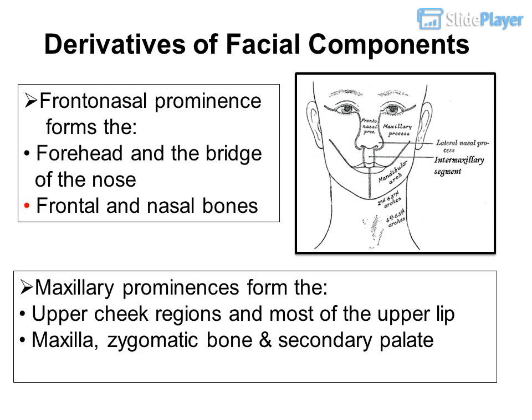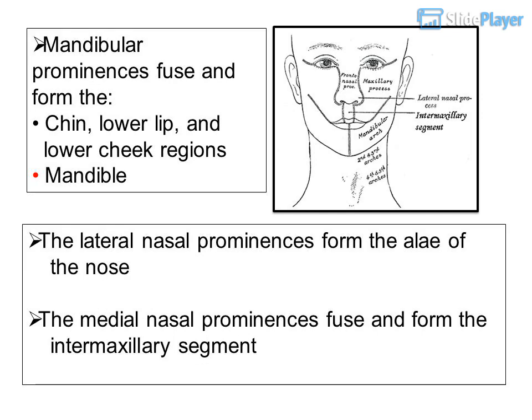Derivatives of facial components. The frontonasal prominence forms the forehead and bridge of the nose: the frontal and nasal bones. Maxillary prominences form the upper cheek regions and most of the upper lip: the maxilla, zygomatic bone and secondary palate. Mandibular prominences fuse and form the chin, lower lip, and lower cheek regions: the mandible. The lateral nasal prominences form the ala of the nose. The medial nasal prominences fuse and form the intermaxillary segment.